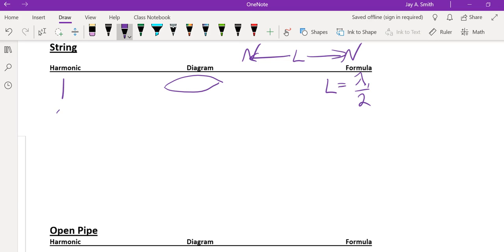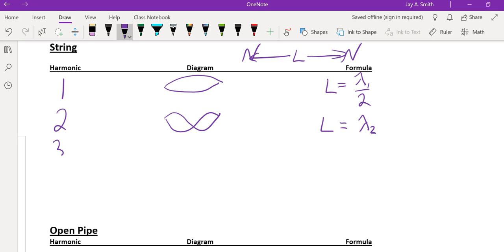Now, the second harmonic, same length string, looks like this. The wavelength has gotten smaller. It's not the same wavelength. It's the same length of the string. L is the same, but the wavelength has gotten smaller. So now what we have is that length is lambda 2. If you were to solve for lambda in the first one, multiply both sides by 2, lambda 1 is 2L, but lambda 2 is just L. So the first harmonic has a lower frequency and a larger wavelength than the second.